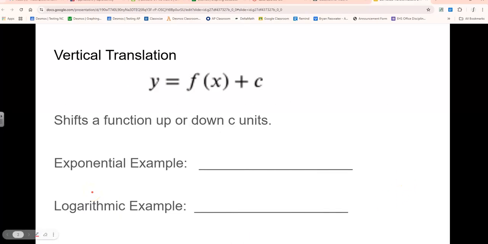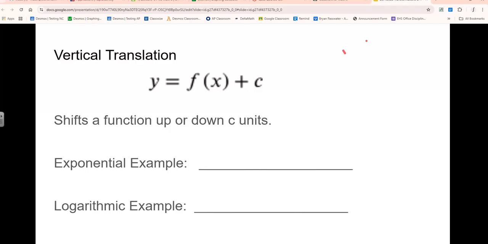So a vertical translation. It does not matter whether you were talking about a log, an exponential, an absolute value, a quadratic, a line, whatever type of equation you have. If you add a number to the end of the function, it is going to shift that function up or down that many units. And it will go in the direction you think it's going to go. So if you add 3 to the end, it's going to move the graph up 3. If you subtract 7 from the end, it's going to move the graph down 7.